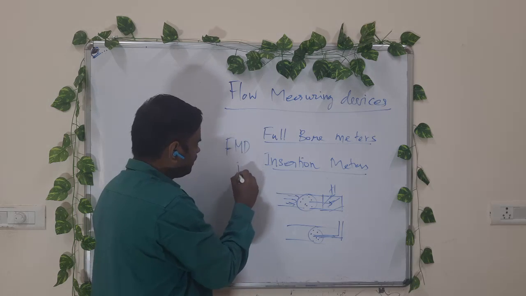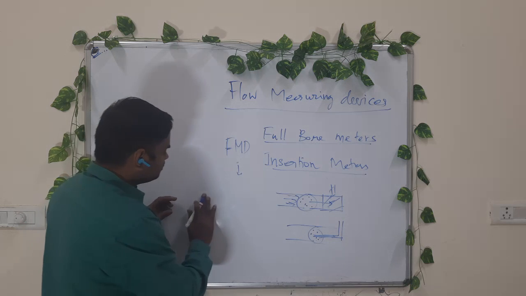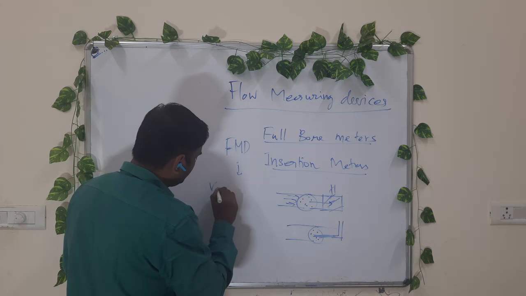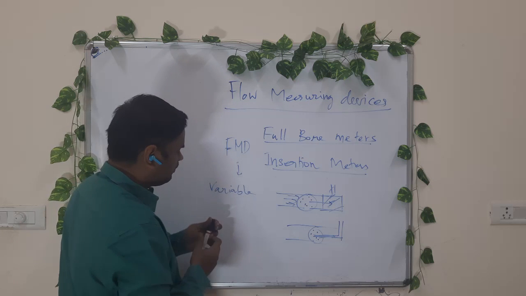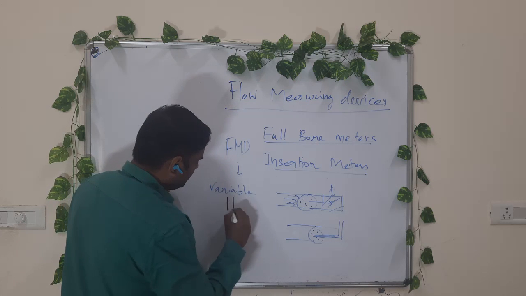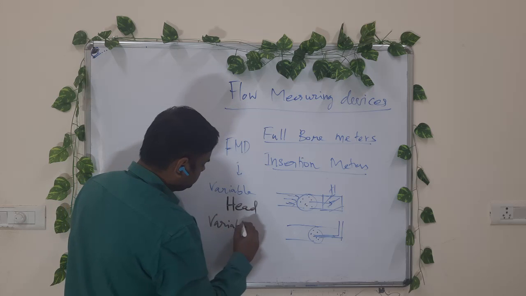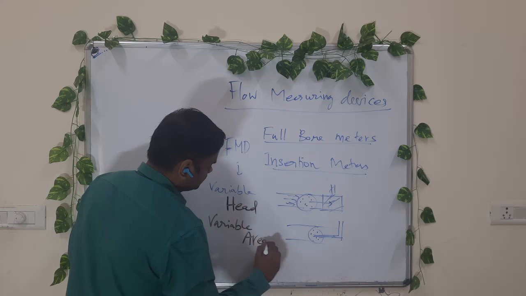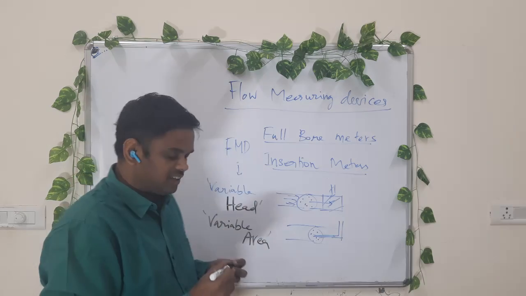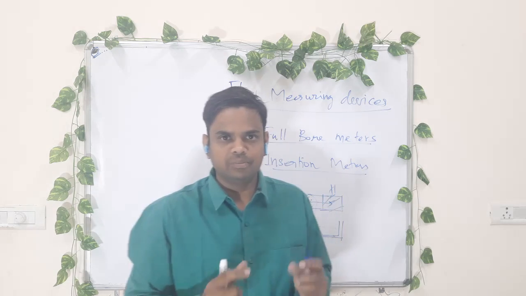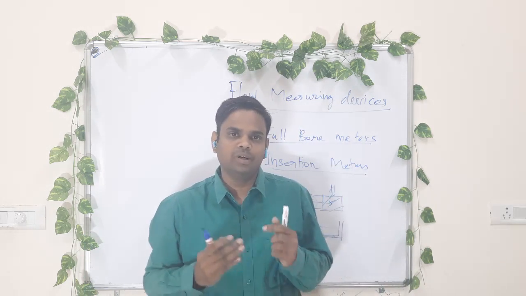And coming to the next, another type of classification is either variable head meters or variable area meters. When you say variable head meter and variable area meter, as I said, the head refers to pressure head, which means that there will be a change in pressure with the change in the volumetric flow rate.